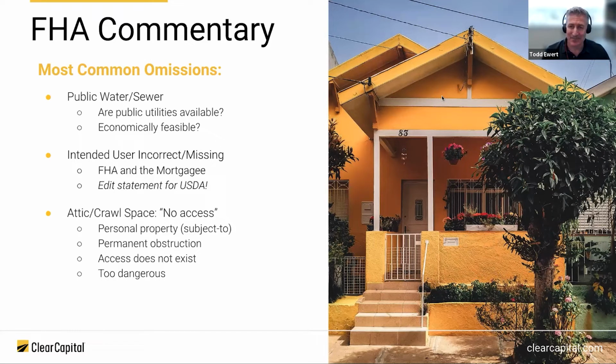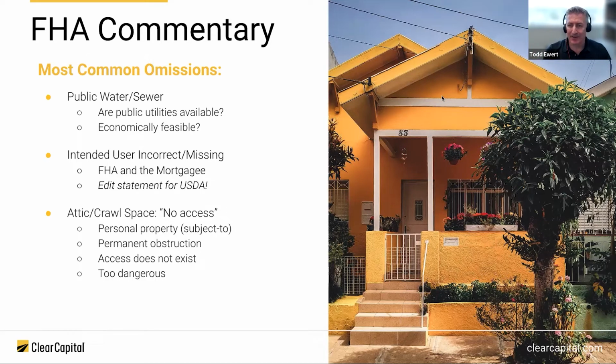for USDA files. Now, finally, everyone is familiar with the attic and crawl space requirement, but we have seen a lot of revisions for the comment "no access" because of its lack of specificity. In fact, there are 4 circumstances that I've come across that might qualify as no access. The first one, personal property, would be a subject to condition. Right? The expectation would be that that personal property would be removed so the appraiser could get access to the attic or crawl space. These next 3, in and of themselves, can remain as is conditions with a photograph of whatever the appraiser can take a photograph of to tell the story.